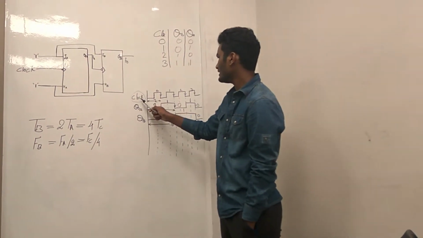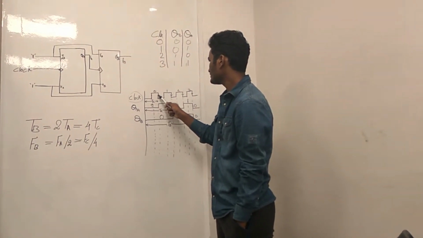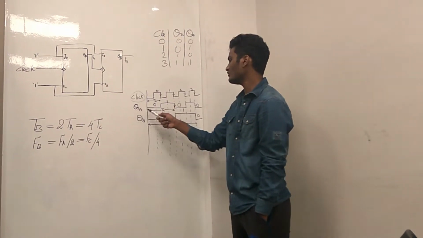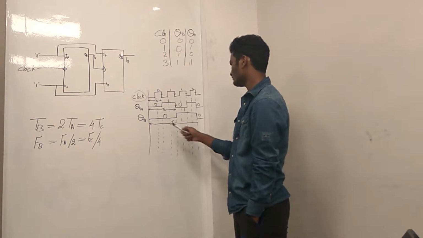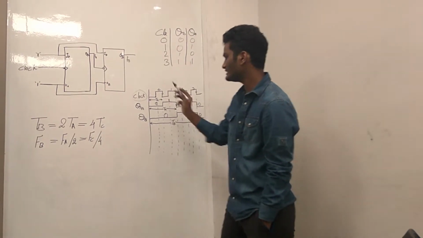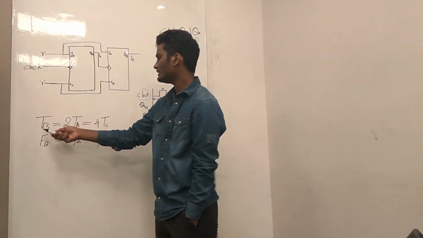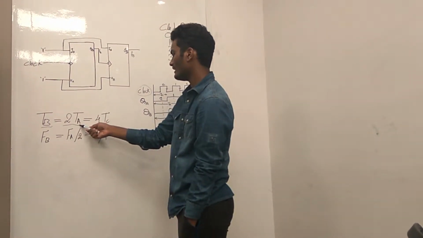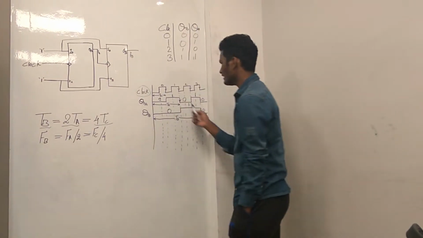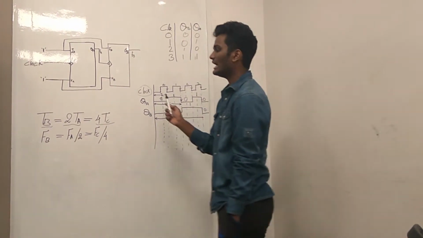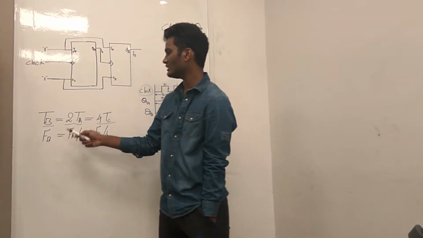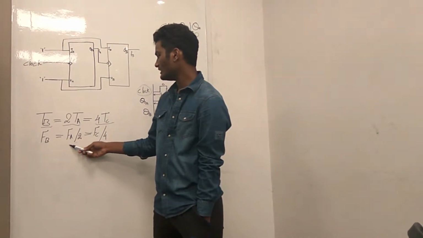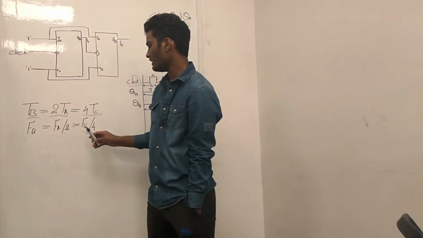You can see that the time taken for one clock cycle is Tc, and the time taken for one cycle of QA is Ta, and of QB is Tb. The relation between these three is that Tb is twice of Ta and 4 times of Tc, as you can see in the picture. As frequency is inversely proportional to time, Fb is half of Fa and one fourth of Fc.